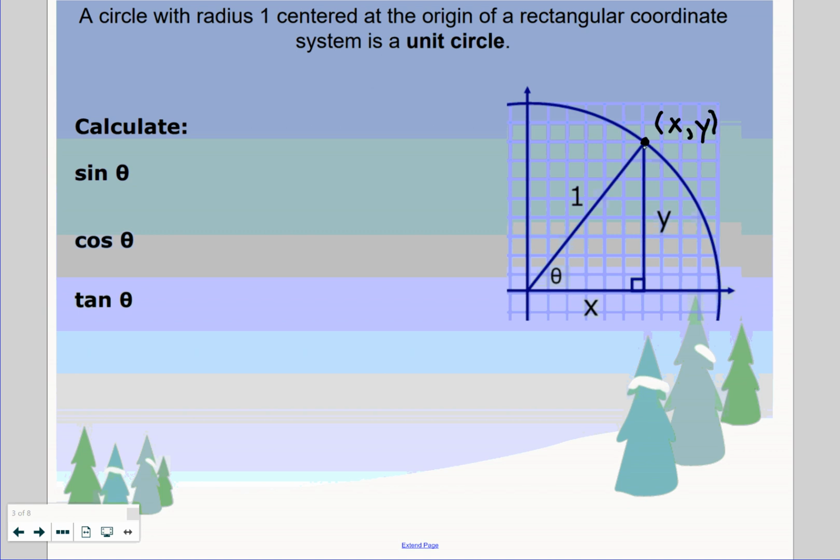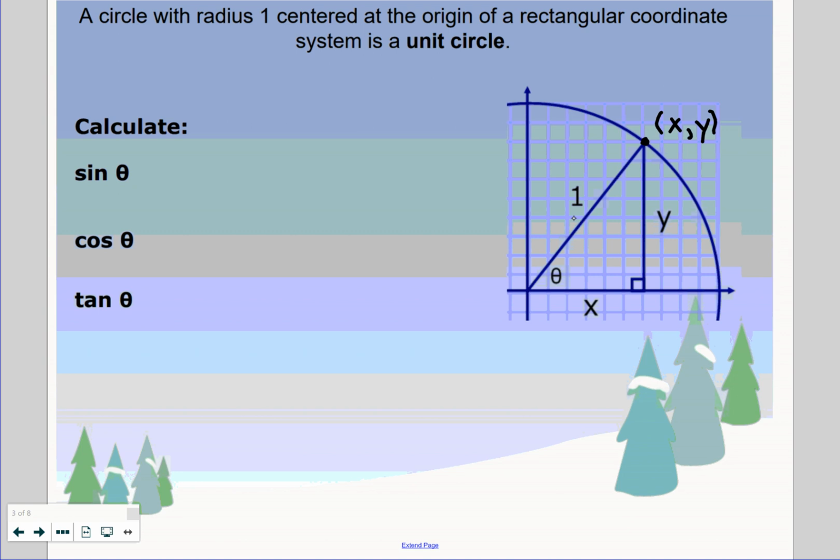And then yesterday we talked about from a point, we always drop an altitude to the x-axis. The right angle is always going to be on the x-axis. We connect it to the origin. That's where our theta is going to be. And then we can label our sides. x is the horizontal, y is the vertical. Remember from yesterday, those could be positive or negative. And then yesterday we called the hypotenuse r. Now we're going to say, well, we know the radius because it's a unit circle. The radius is 1, so we're going to give it a number.